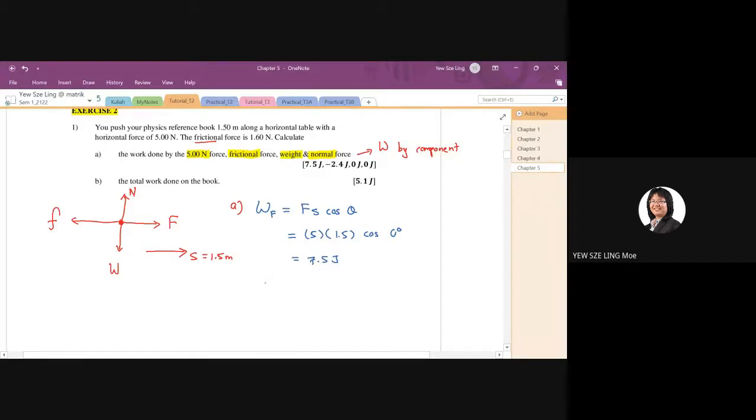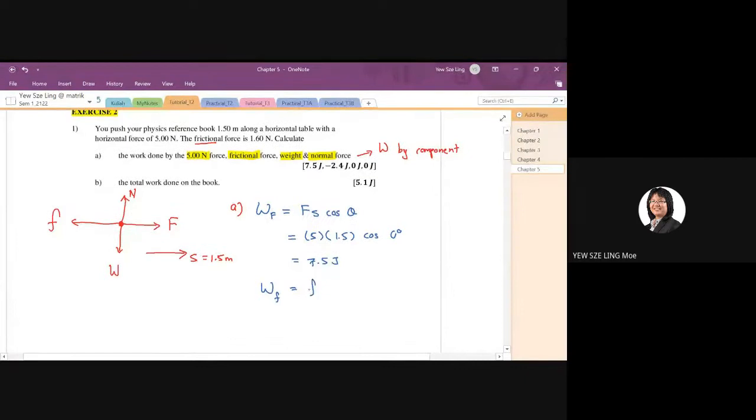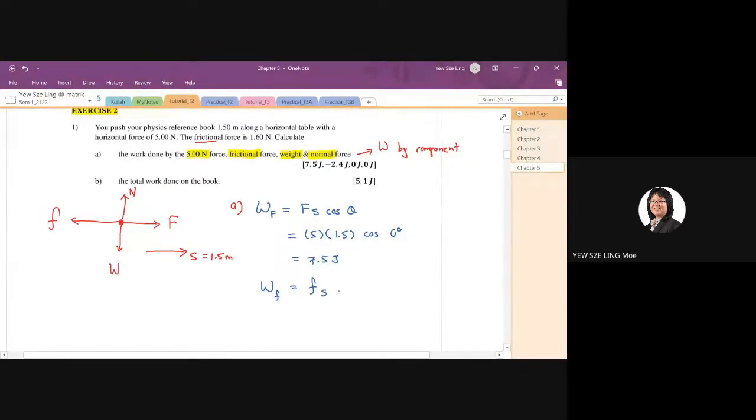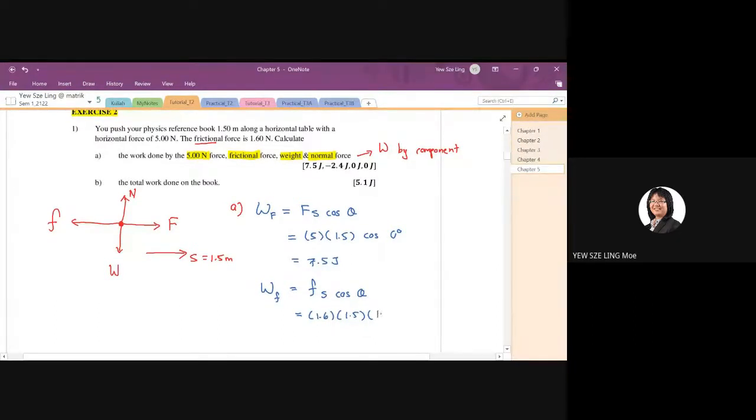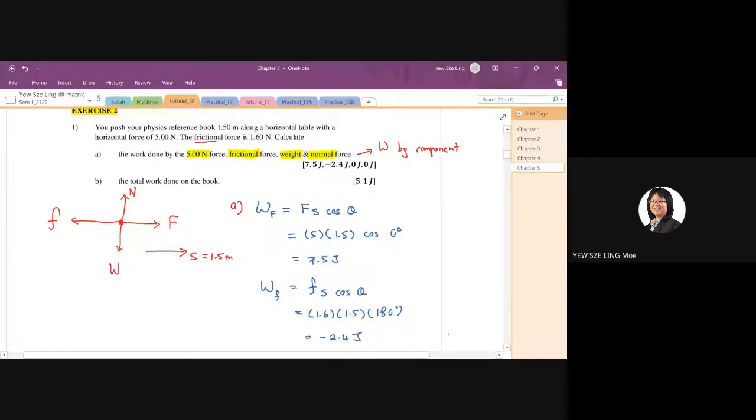The second work done, okay, the second work done is which one? So second work done, let's say, is the work done by frictional force, Wf. So it is equals to, now according to the question, frictional force, I'm going to substitute as the small letter f. So Fs cos theta. So frictional force is 1.6 times 1.5. And the direction between frictional force and displacement is 180 degree. Okay, so 180 degree is very important. You need to know how to determine a 180 degree. So it is then equals to negative 2.4 joule.